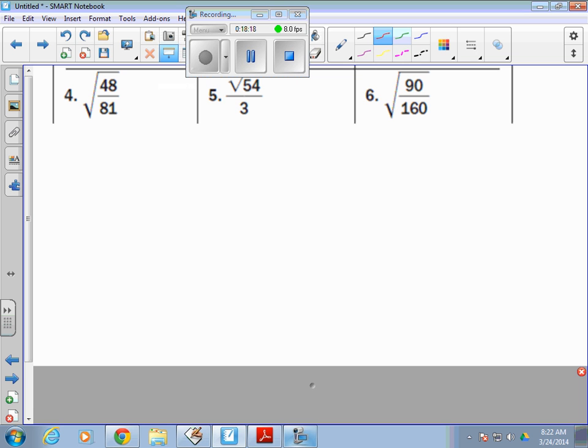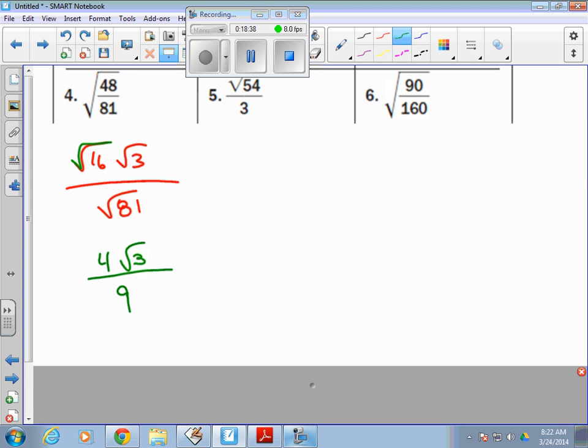The square root of 48 over the square root of 81. We know the square root of 48 is 16 times 3. We did that one already. Over the square root of 81, you can separate the two, remember, which we know is going to be what times itself is 81, is 9. So the square root of 16 is 4 square root of 3 over what times itself is 81, 9.